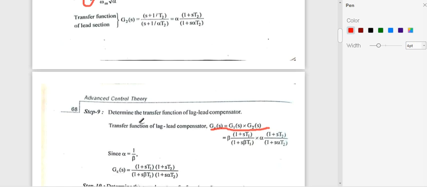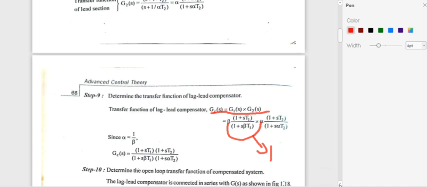So for the transfer function GC of S, we know that alpha into beta equal to 1. Alpha into beta equal to 1, that condition, what did we find? Alpha. That is alpha equal to 1 by beta. So we can write alpha into beta equal to 1. Then what will these two become together? Alpha into beta is obtained as 1. So GC of S equals 1 plus S T1 divided by 1 plus S beta T1 into 1 plus S T2 divided by 1 plus S alpha T2. That is the transfer function of the Lag-Lead compensator.